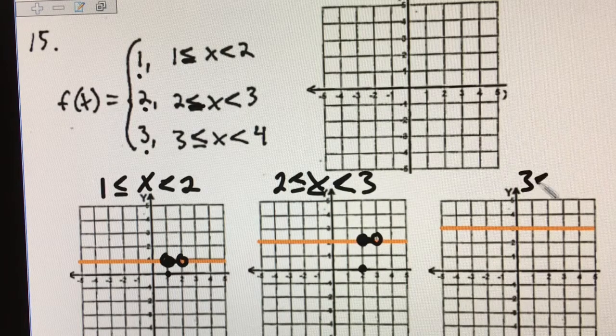3 and 4. So I go to 3. Closed circle. Has a line under it. Open circle at 4. No line under it. Connect the dots.